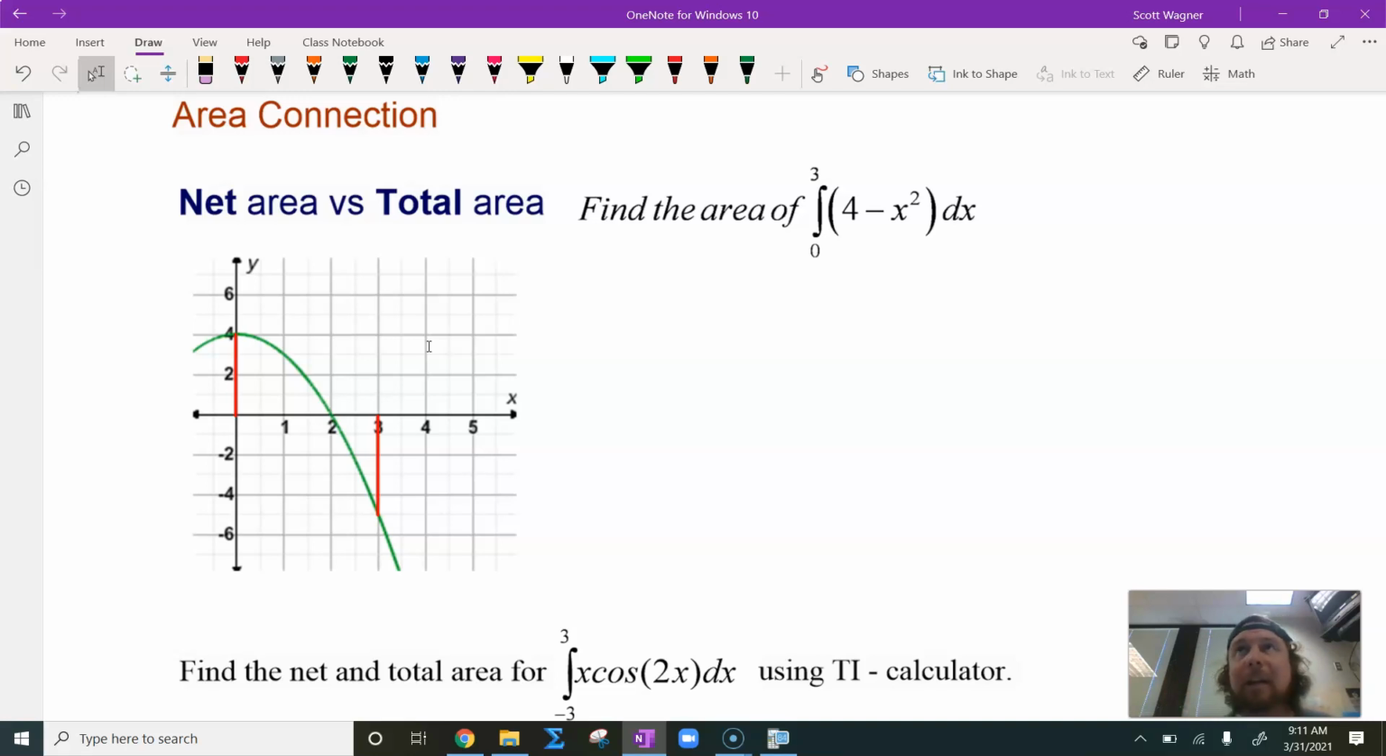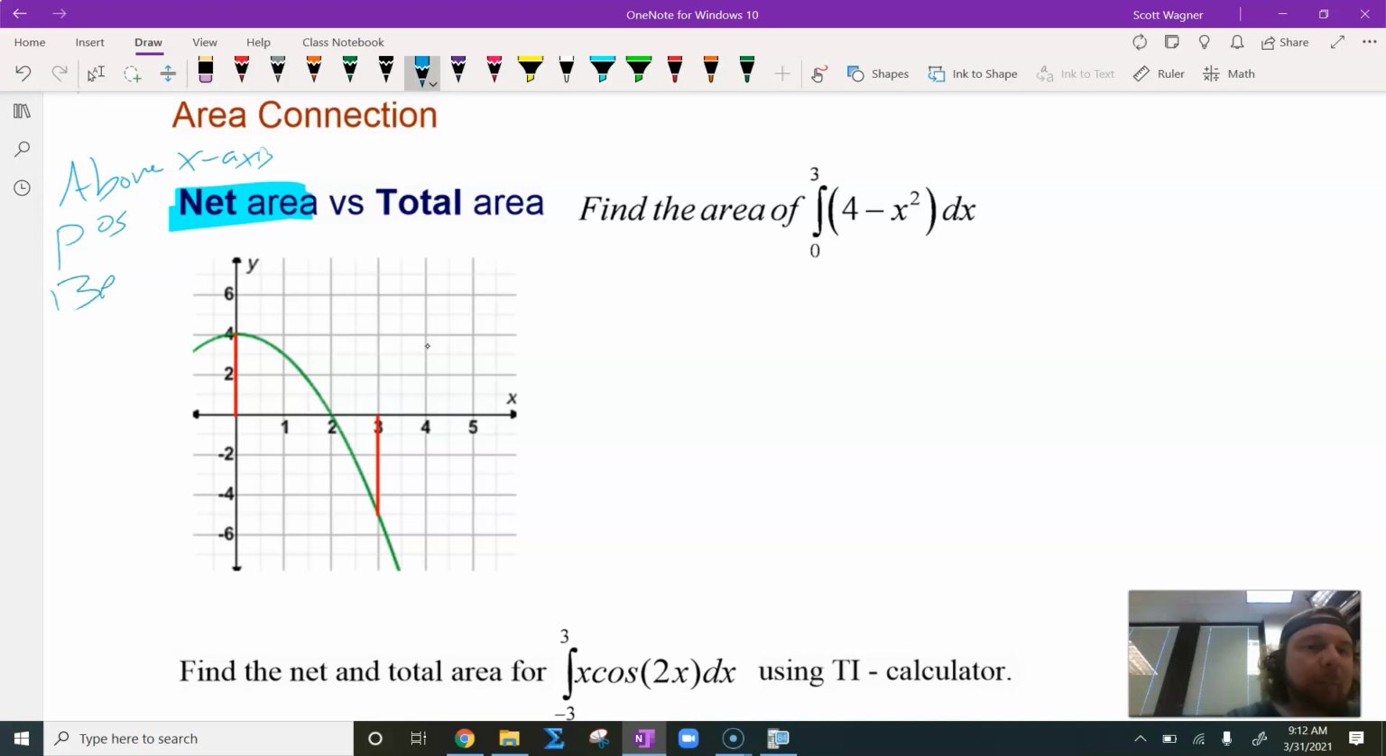Well, area really has two different kind of ideas here. There's an idea of what's called net area, which is exactly what we have talked about. All right, where if we say above the x-axis, we're going to have a positive area, whereas if we have below the x-axis, we'll have negative area. Anything that's above is positive, anything that's below is negative, add them together and you figure out what you have. That's what net area is.